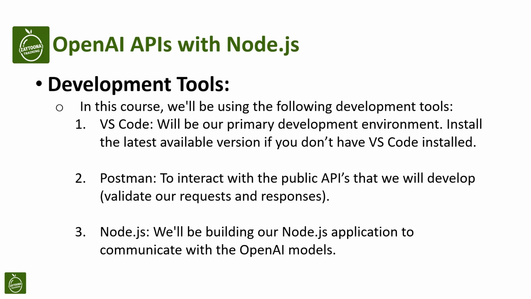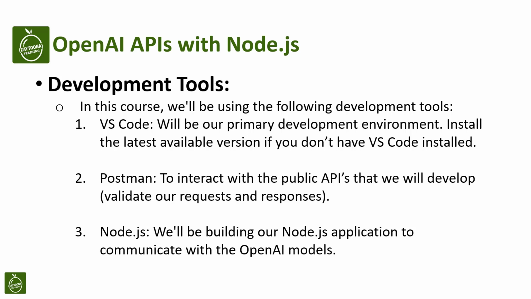Then we'll have Postman. This is to interact with the public APIs that we will be developing. So most of the functionality of our application will be exposed as a REST API. We will be testing these APIs using Postman. Of course, the OpenAI APIs, we will not call them using Postman. We will use Node.js SDK, as you will see in the next section.